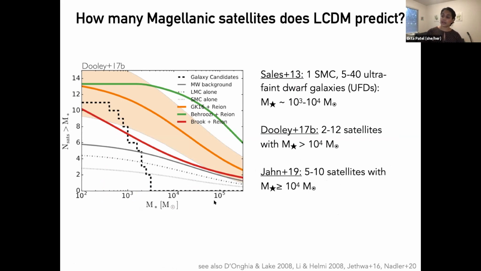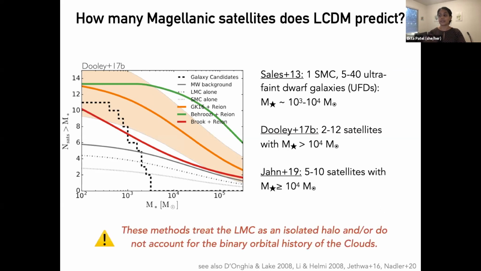Now, this is a plot on the left from one of these studies where you're seeing stellar mass of the satellites of the LMC. And the main prediction that you can focus on here is this orange line. So if you're able to go to very, very low mass satellites, again, down to maybe 100 solar masses worth of stars, you'd expect there to be maybe over a dozen LMC satellite galaxies. But in all of these studies, which have used a variety of methods and simulations to come up with these predictions, the thing that has not necessarily been rigorously accounted for is that this LMC is not an isolated halo and that it does have a binary companion in the form of the SMC.